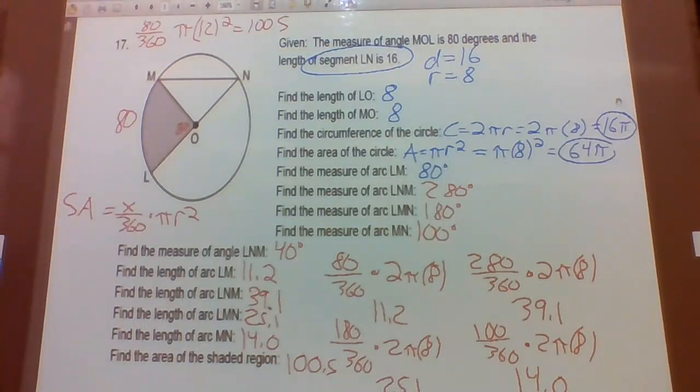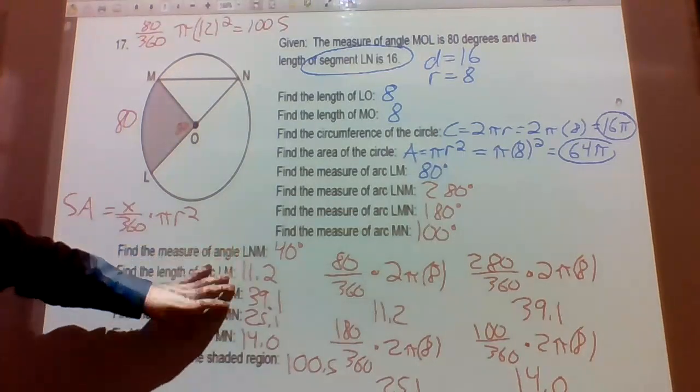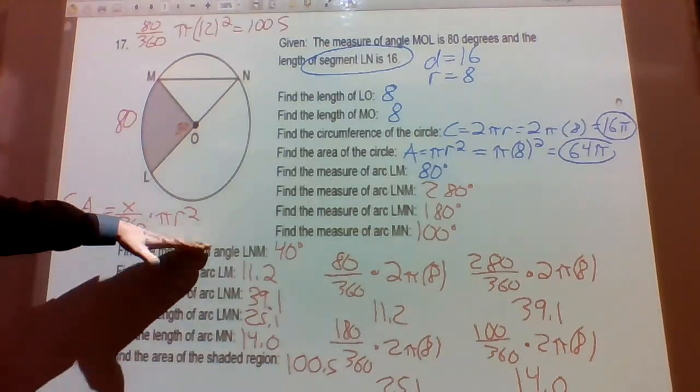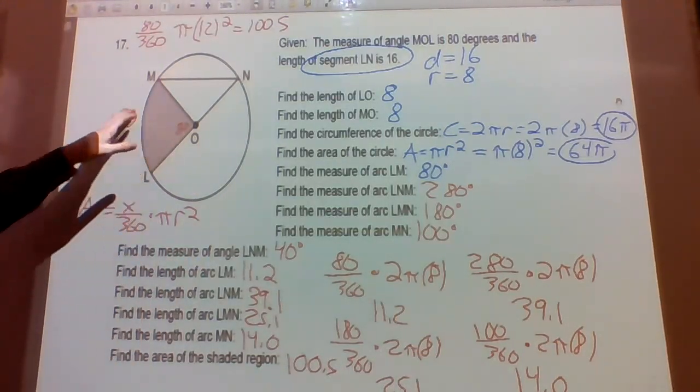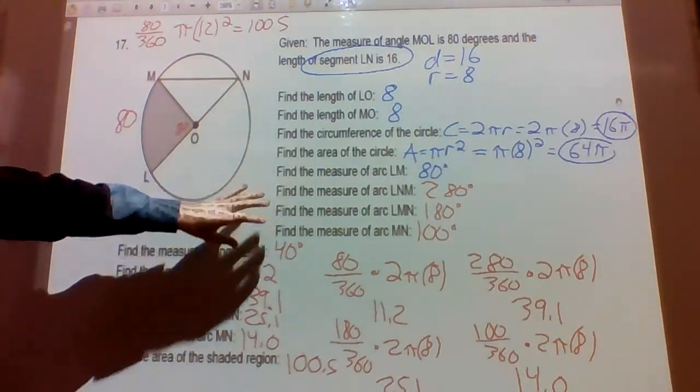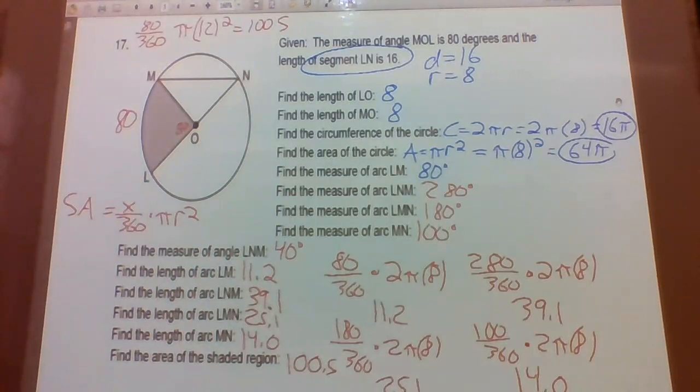So that's 17. It's got a little bit of everything, except for the equations for a circle, which we haven't talked about yet, which is going to be the next 4 problems. So this is a really good problem to look at. If you understand everything on this problem, you're doing pretty well. You have an inscribed angle, you got central angles, you got diameter, radius, you got area and circumference, arc measures, arc lengths, sector area. Got most of it on there.